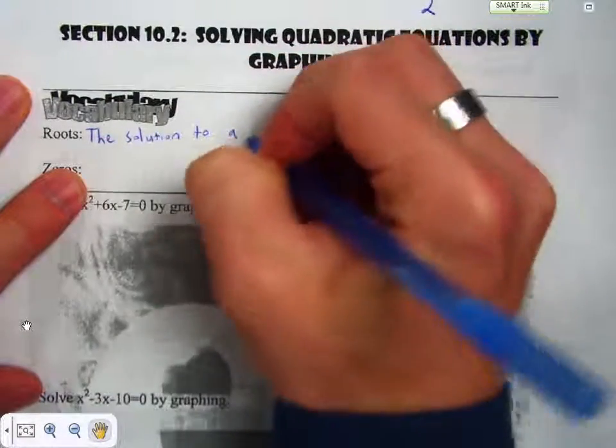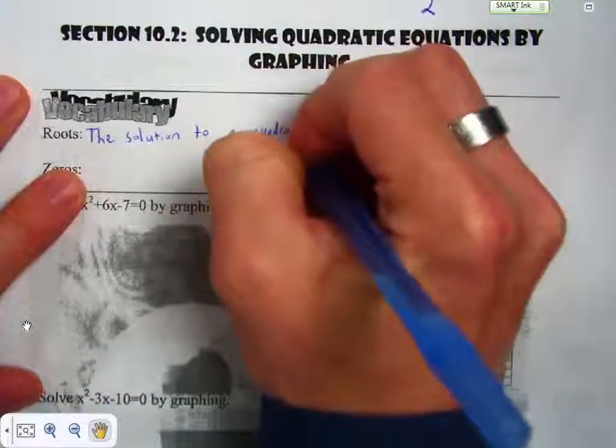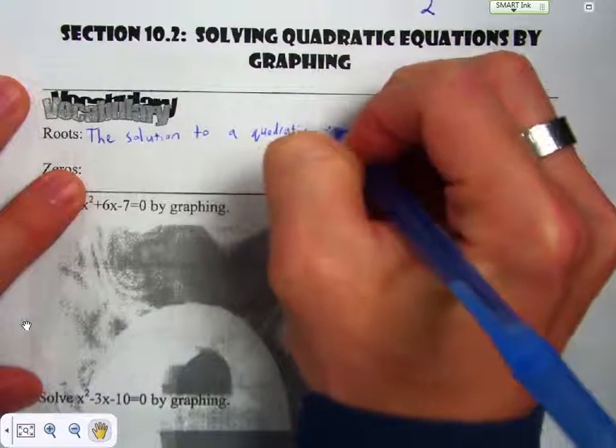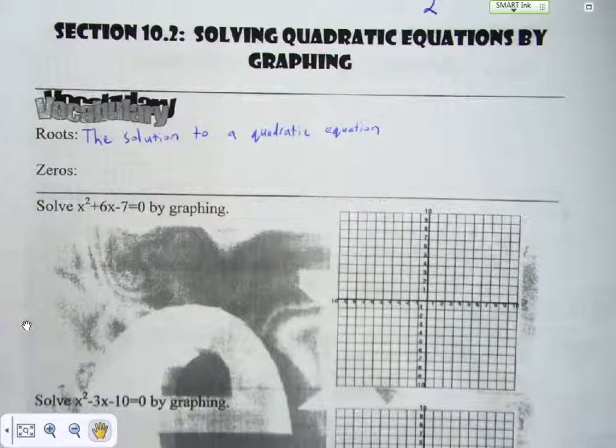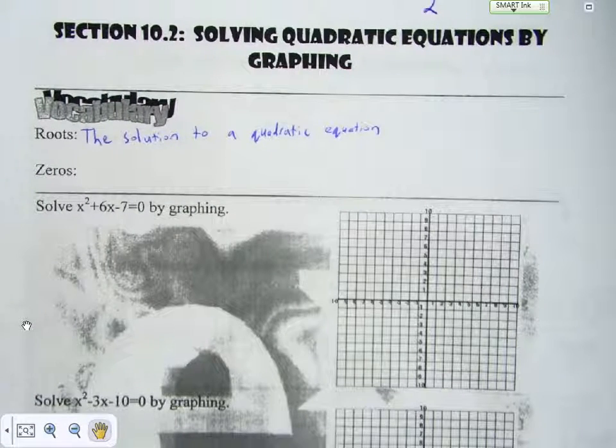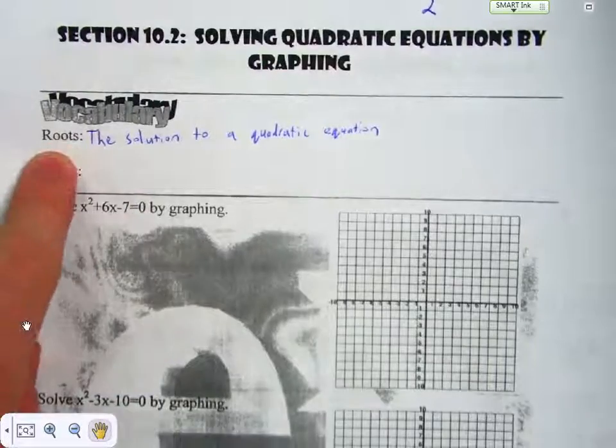to a quadratic equation. The root is the solution to a quadratic equation. We just got done finding the value of the roots by using the quadratic formula. So we did it in 10.4. Remember the song. Don't make me sing it, right? So that's the solution, the root.